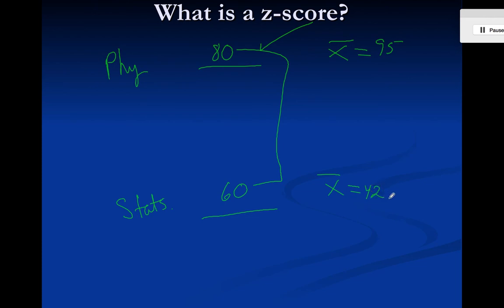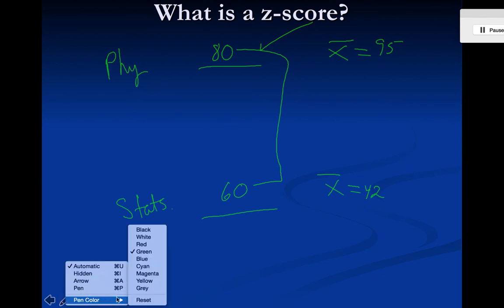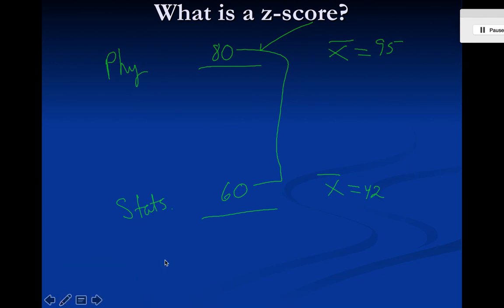Now, technically, in which class are you performing better in comparison to everyone else? That's the key right there. I'm not comparing your score to your score. I'm comparing your score to the group's performance, okay? And that's the important part of this whole idea of a z-score. So I'm comparing your 80 to the 95, your 60 to the 42. So technically now, in which class are you performing better in comparison to everyone else?